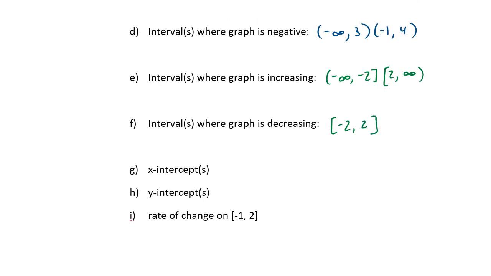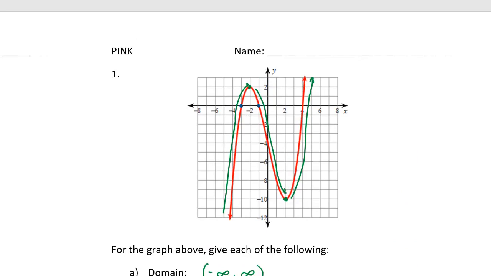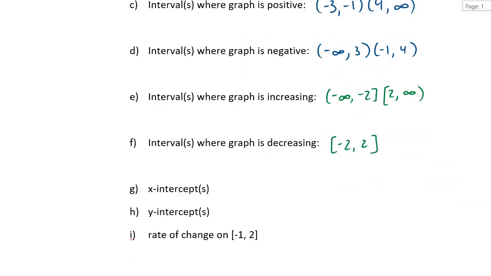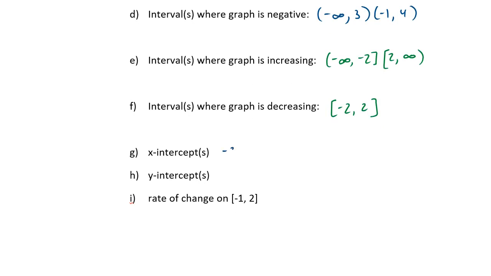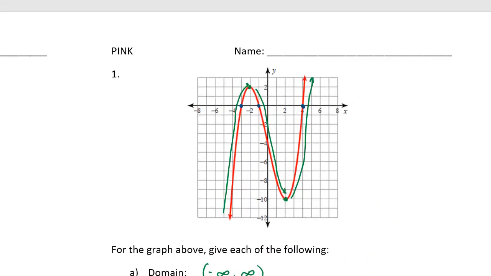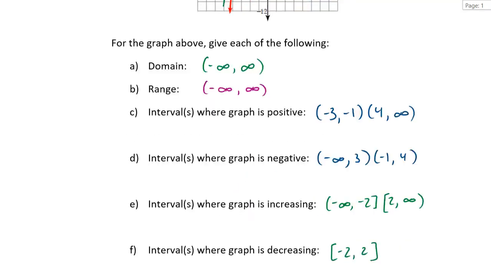And to find the x-intercepts, there can be more than one of those. There's 3 x-intercepts at negative 3, negative 1, and 4. So negative 3, negative 1, and 4. Now there's always only going to be one y-intercept. And the y-intercept here is at negative 4.